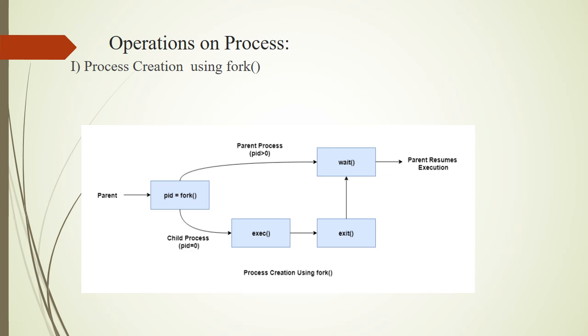Using the fork command, a child process can be created. If fork returns a value greater than 0, that means you have to wait until the parent finishes its execution. If it returns the value 0, that means you have to execute the process of the child process. Exit is the system call used when a process is terminated.